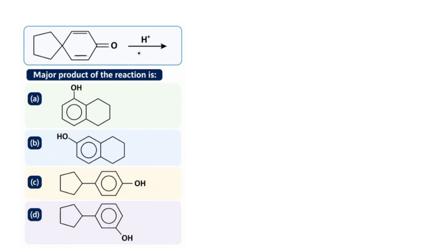So let's get started. First, analyze the given molecule. It is a spiro compound. What is a spiro compound? A bicyclic molecule where a carbon is common for both the rings. That means it is a quaternary carbon. And what else do we have in the molecule? There are two double bonds and then there is a ketone.